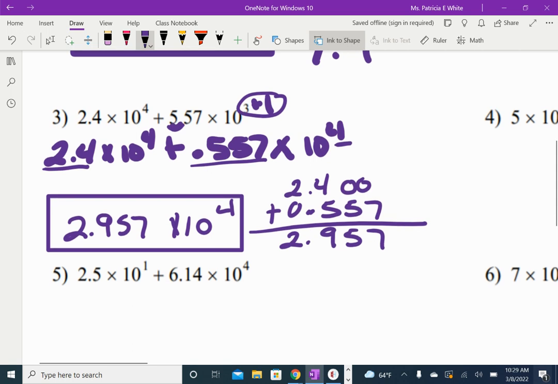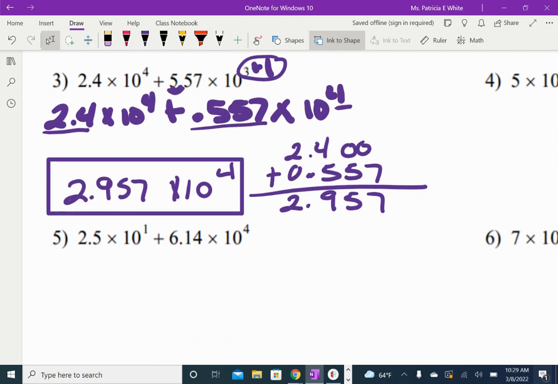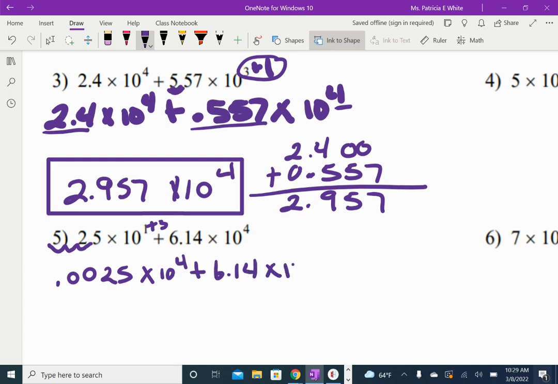All right, let's try number 5. I'm going to mess with the 1 because it's the smaller one. So I'm going to add 3. If I add 3 here, I have to move this 3 spaces. So that means I need to make this 0.0025 times 10 to the 4th plus 6.14 times 10 to the 4th. All right, since both of these are 10 to the 4th, there's my times 10 to the 4th. That's part of my answer.